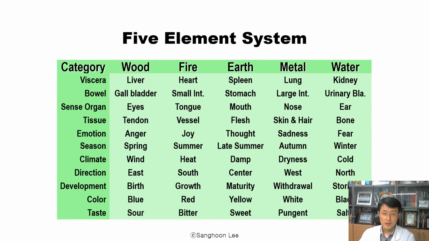According to the 5-element theory, all phenomena in the universe are the products of the movement and mutation of the 5 elements. So everything can be categorized into one of the 5 phase systems. For example, it includes season, climate, direction, development, color, taste, viscera, bowel, sense, tissue, emotion, and so on.